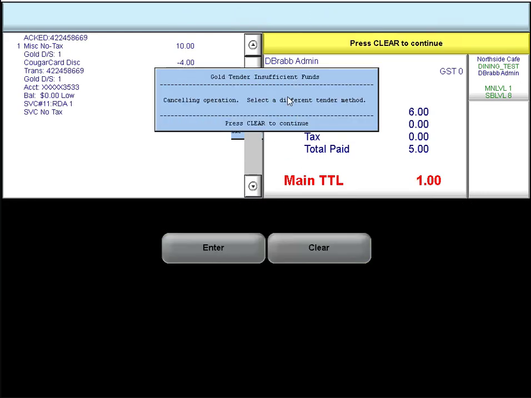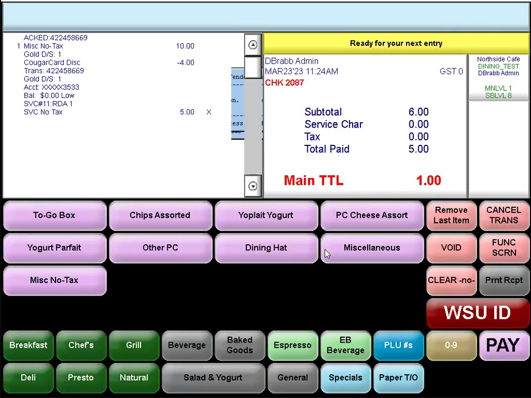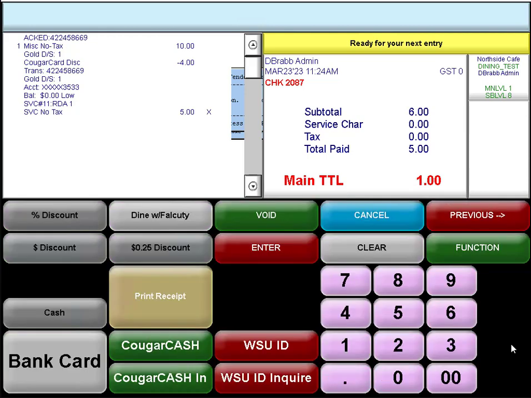And you'll see that there's, again, insufficient funds left. So it took out the $5, and now we have $1 left that needs to be taken care of. And it says operation is canceling. We'll select a different tender method and select clear to continue. So we'll hit clear, and after informing the customer that they could pay using a credit or debit card, we'll assume they have, and we will select the pay button and then bank card.